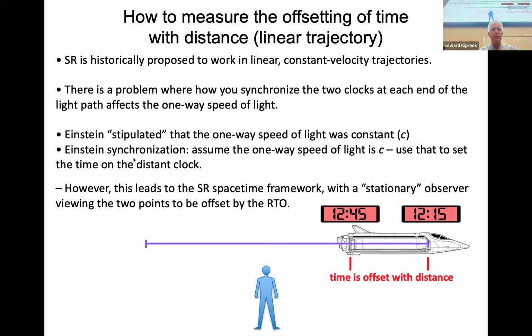So Einstein suggested Einstein synchronization. And what he did, he stipulated that the one-way speed of light was going to be constant. So he didn't know that. He just stipulated it. And he said, well, you can use that one-way speed of light being constant to send it from this clock to this clock. And then you just base it on that distance. And then you would set this clock based on that distance and how long it would take to go that distance. But the problem is that if you do that, you're going to be instituting the special relativity space-time, and you're going to basically be offsetting time with distance the same way the stationary observer sees that the time is offset with distance.